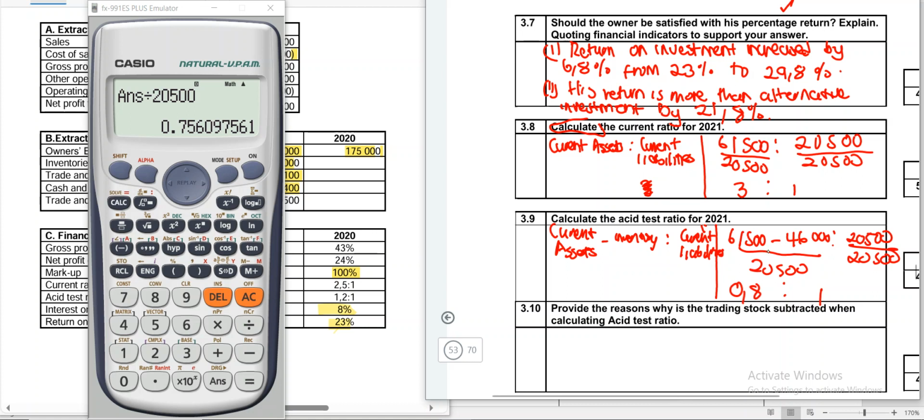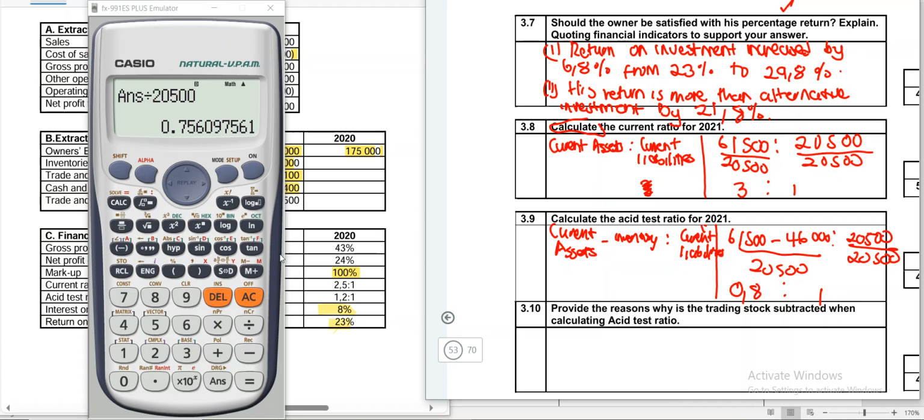Now it means that for each and every 1 rand that we have in current liabilities, we only have 80 cents in current assets to pay for those liabilities. This is very worrying for us. Remember, our debts must never be more than our assets. If it's like that, it's a cause for concern.